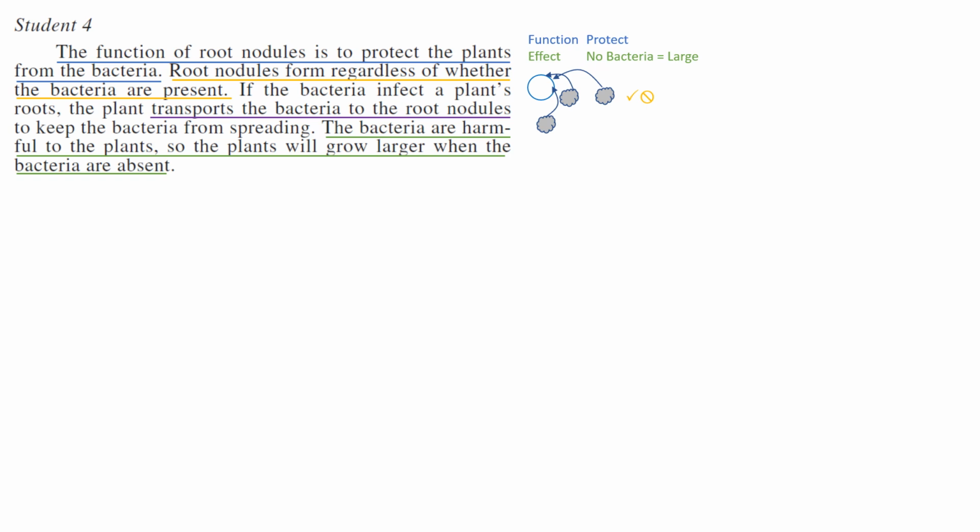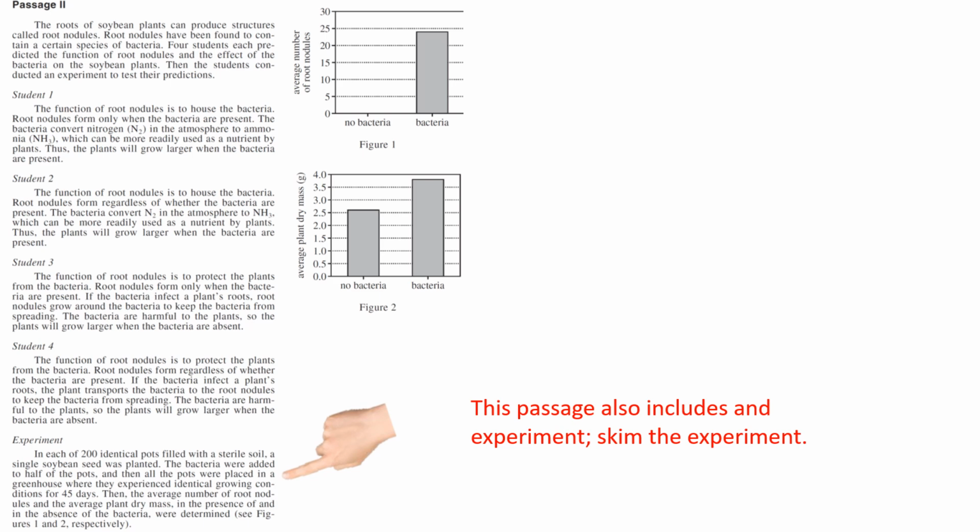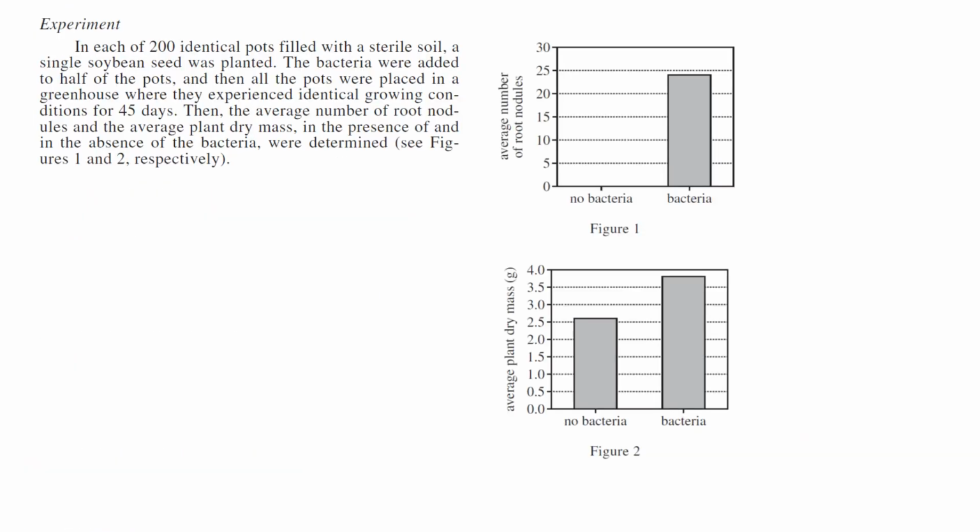I don't have a deep understanding of this. I couldn't explain the scientific process, but I can show what I read. And that's what matters. Now this passage also has an experiment that's actually kind of unusual in a science conflict. So we're going to skim. So we're just going to quickly skim this.